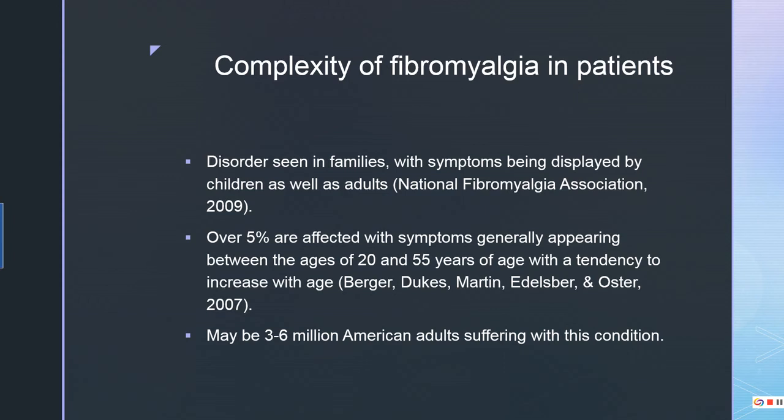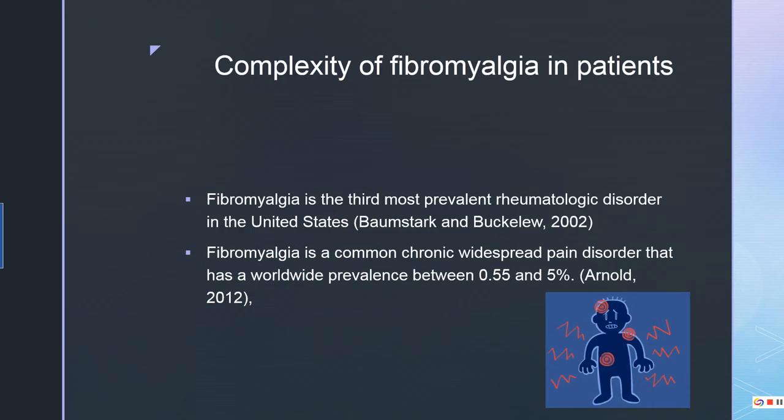In general medical practice, it is estimated that over 5% of patients are affected with symptoms generally appearing between the ages of 20 and 55 years of age, with a tendency to increase with age. Sources vary, but there may be as many as 3 to 6 million American adults suffering with this condition. Baumstock and Bucklew, 2002, state that fibromyalgia is the 3rd most prevalent rheumatologic disorder in the United States. According to Arnold in 2012, fibromyalgia is a common chronic widespread pain disorder that has a worldwide prevalence between 0.55 and 5%.